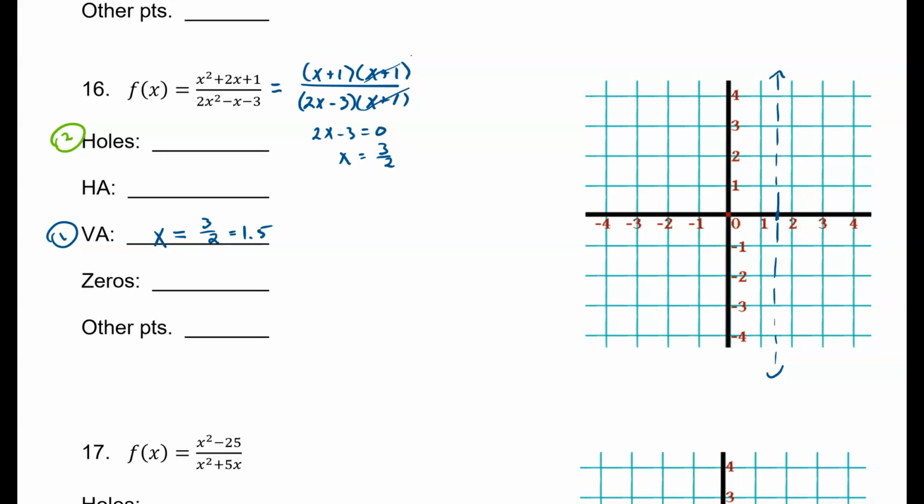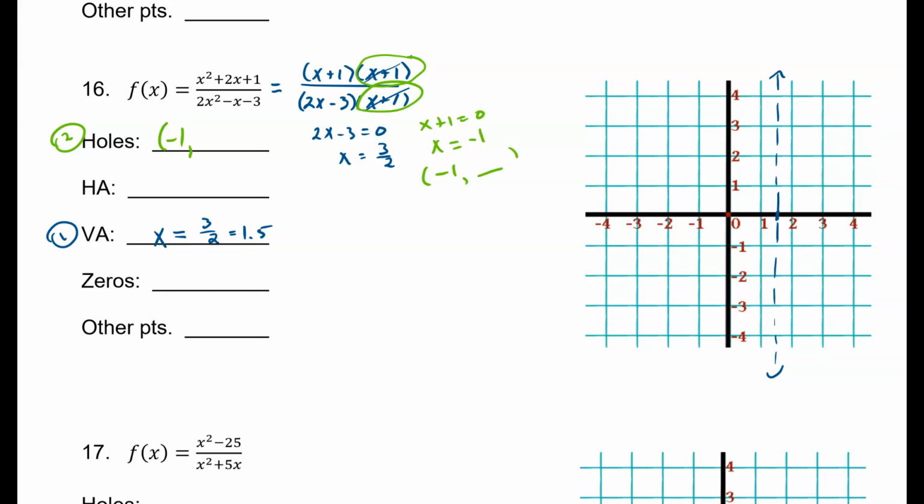Now remember, a hole occurs where there is a common factor in the numerator and denominator. Well, what was our common factor in the numerator and denominator? Well, that was your x plus 1. So we set that equal to 0, and we go, all right, x plus 1 is equal to 0. We get x is equal to negative 1. So we know we're going to have a hole at negative 1, something.